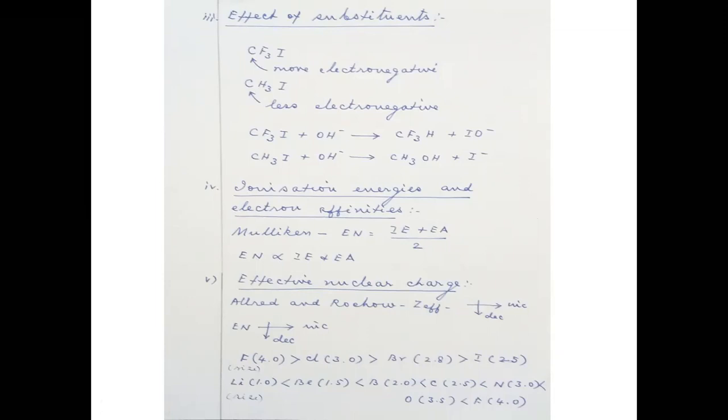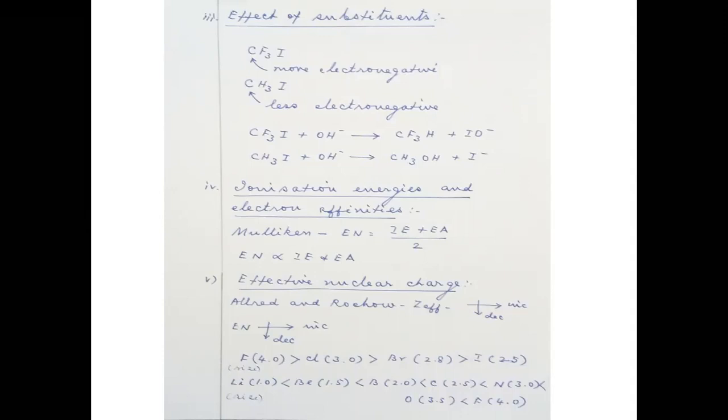And the fifth factor is the effective nuclear charge. What is this effective nuclear charge? I have already told you that the effective nuclear charge can be found out using Slater's rule. Slater's rule you will be studying in the next semester. And this is the approach of Allred and Rochow. According to Allred and Rochow, the nucleus is positively charged and is at the center of the atom. That positively charged nucleus is attracting all the electrons towards itself.